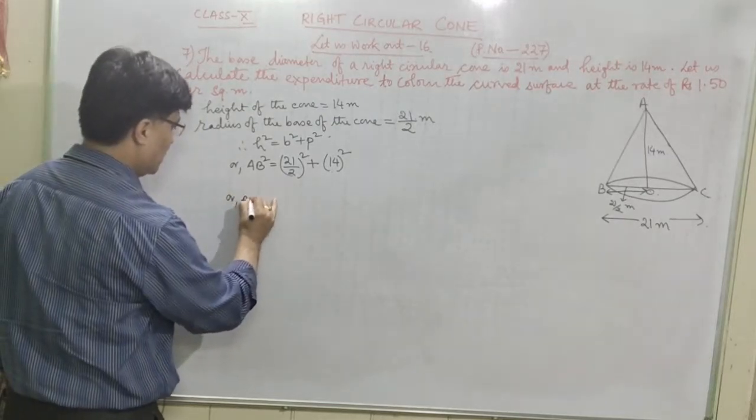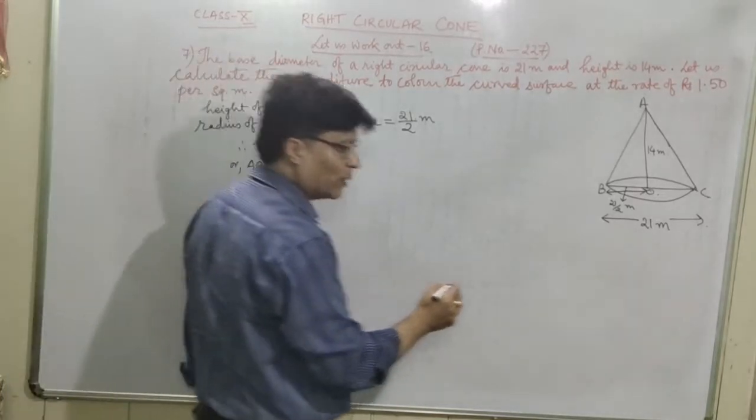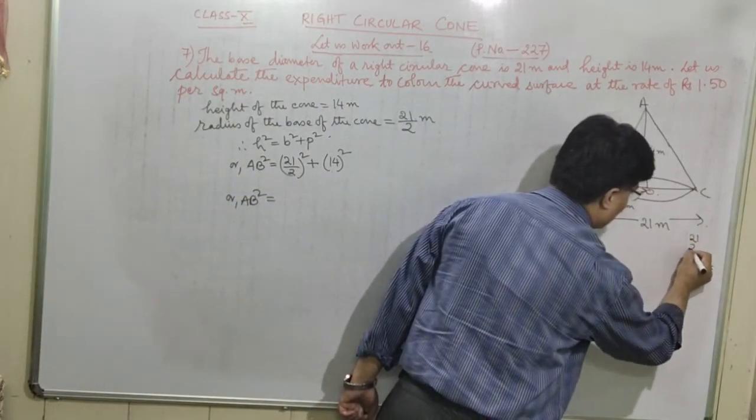So now AB square is equal to 21 by 2 whole square plus 14 whole square. What is 21 into 21? So let us multiply here 21 into 21.